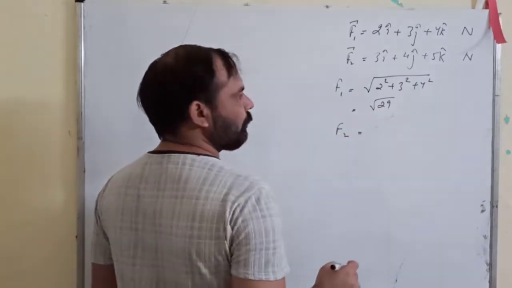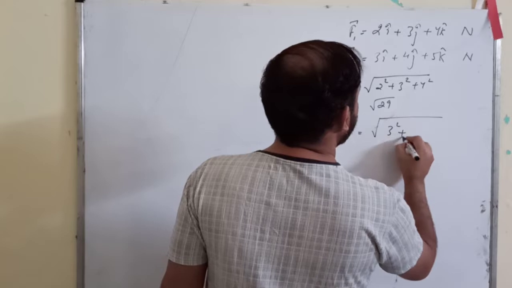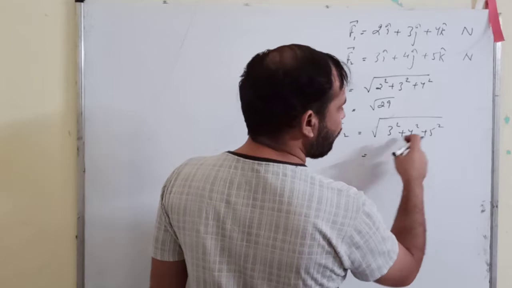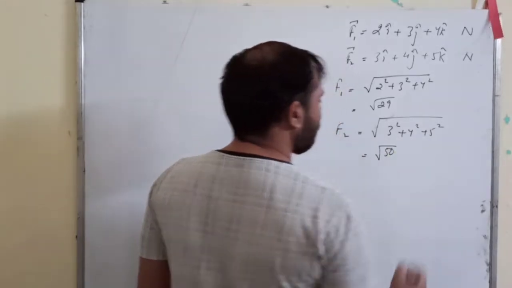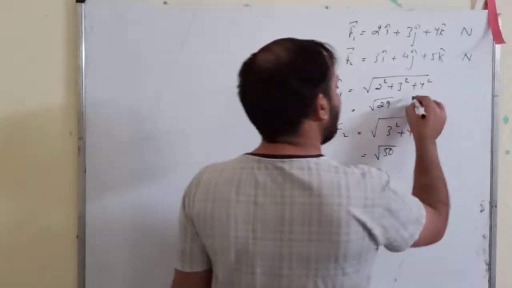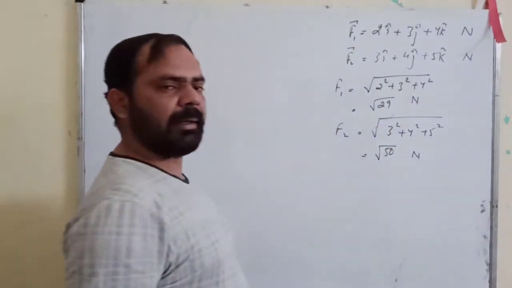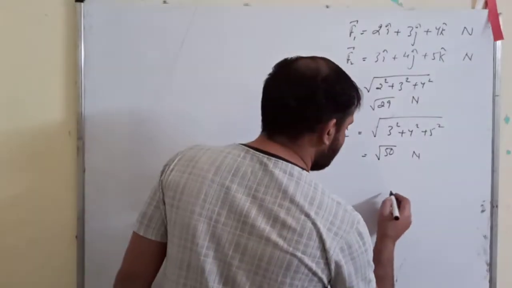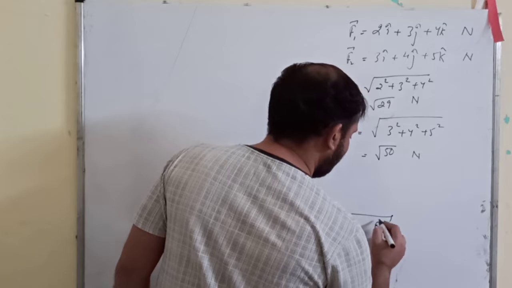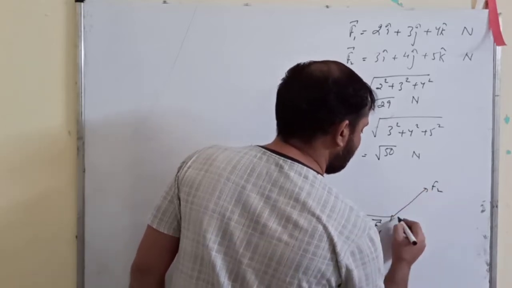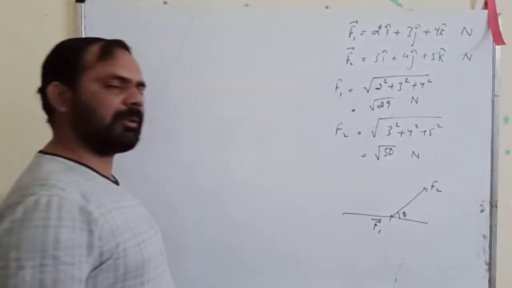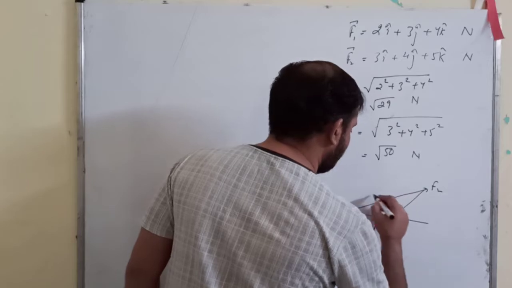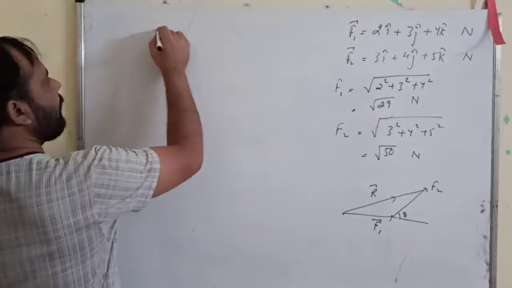How much is f2 magnitude? It is 3 square plus 4 square plus 5 square: 9, 16, 25, 25 plus 25, it is under root 50. So we have the magnitudes of f1 and f2, correct? Now suppose you have one vector f1 and another vector f2, and they have an angle between them equal to theta. I want to find the magnitude of the resultant of these two vectors, R vector. How much is that?